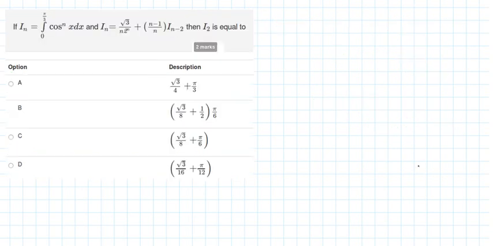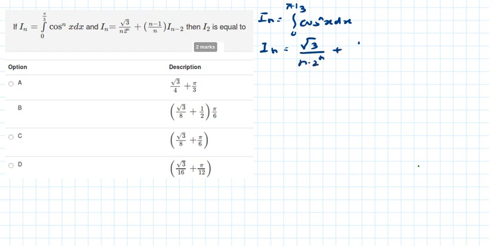Next question. One of the reduction formulas is given to you, write down the reduction formula. In is equal to integration 0 to pi by 3 cos raised to nx dx, and what they are saying, this In is nothing but under root 3 upon n into 2 raised to n plus n minus 1 upon n into I n minus 2. And we need to find the value for I2. So what is I2? This is our question.